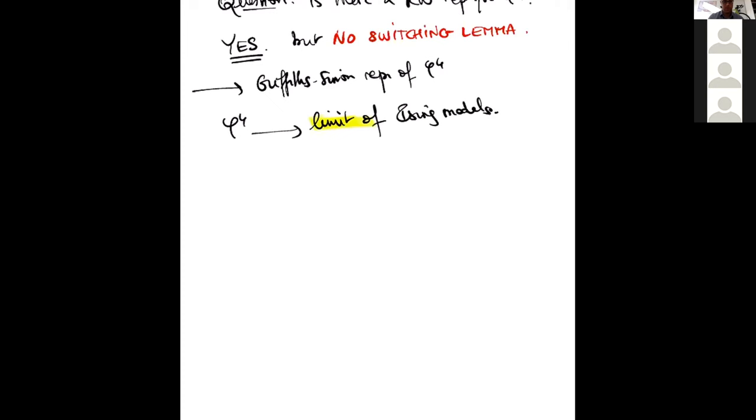So to answer your question, yes, there is a direct representation. Unfortunately, we don't have a direct switching lemma, but what we can do is approximate the phi-4 by Ising models and prove the result for these approximations uniformly in the approximation and take the limit. So that was for the first question.